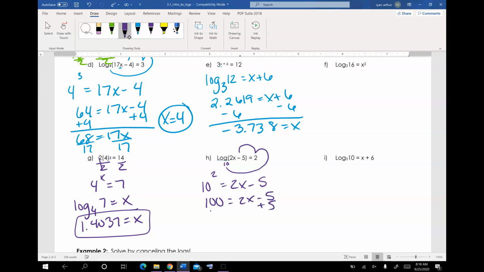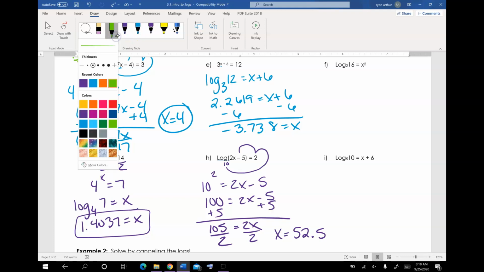I'm going to add the 5, and I get 105 is equal to 2x. And then we're going to divide by 2, and I get x to equal 52.5. Okay? So those are the ones that you'll see that are converting. Now let's look at the ones that are more evaluating.